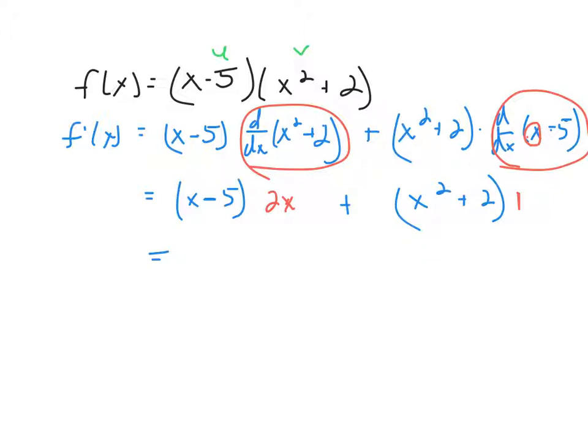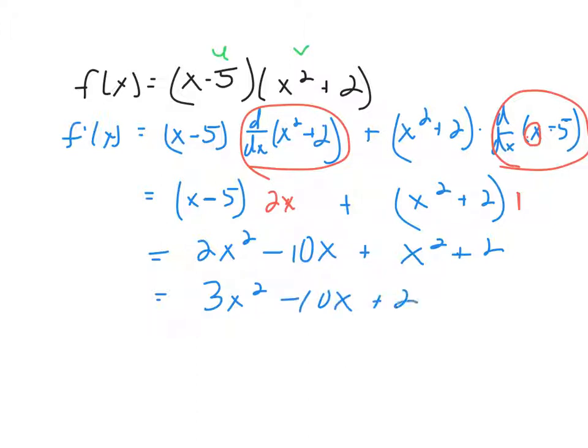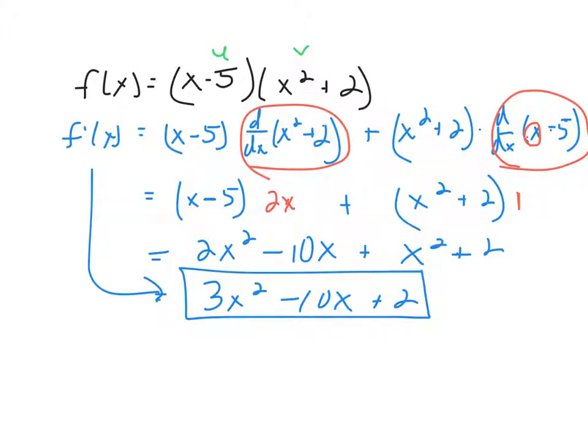And now let's just do some algebra here. So I'm going to distribute: 2x squared minus 10x plus x squared plus 2. And it seems to me we can combine stuff here. So 2x squared plus x squared is obviously 3x squared, minus 10x plus 2 is what I'm getting for my final answer for the derivative of our original function.